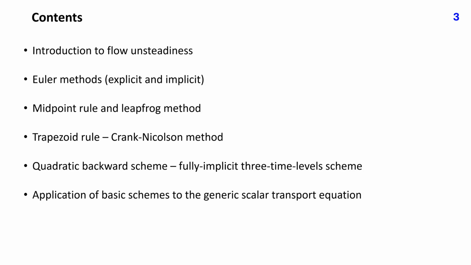Trapezoid rule and the Crank-Nicolson scheme are described next. This second-order scheme is an equal blend of the explicit and implicit Euler schemes and is widely used in research codes. One of the most widely used second-order schemes is the quadratic backward scheme, which is described next. It is fully implicit and stable even for large time steps. All major CFD codes offer this scheme for time-accurate simulations of unsteady flows. In addition to the description of each scheme, their application to the one-dimensional generic scalar transport equation is also analyzed.